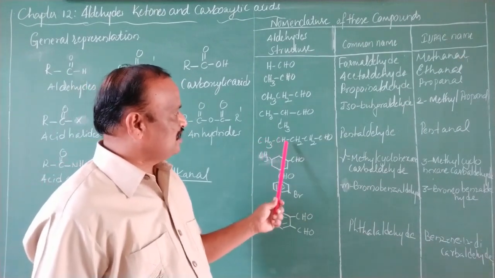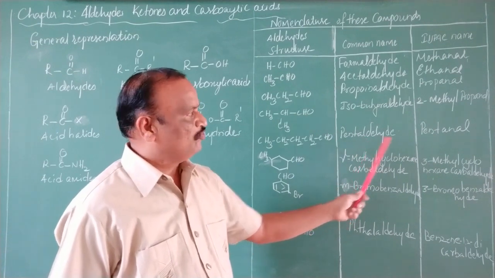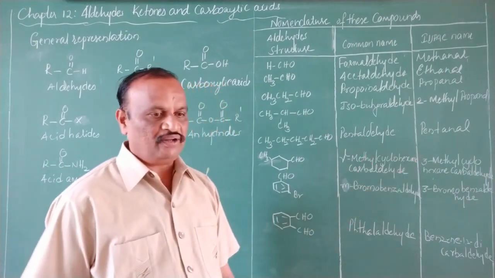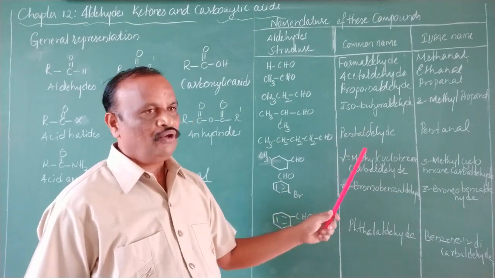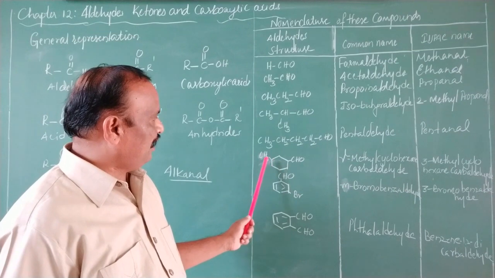Another one: CH3, CH2, CH2, CH2, CHO, pentaldehyde, and pentanal we call it there. So pentaldehyde, we also call it valeraldehyde. And another one is this.